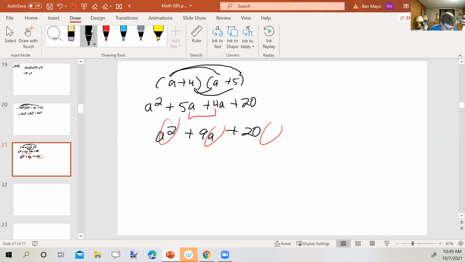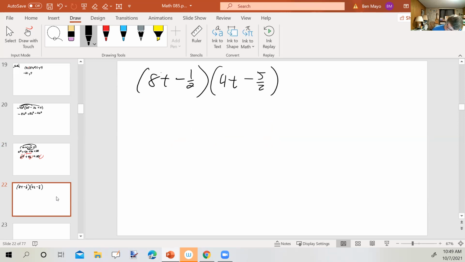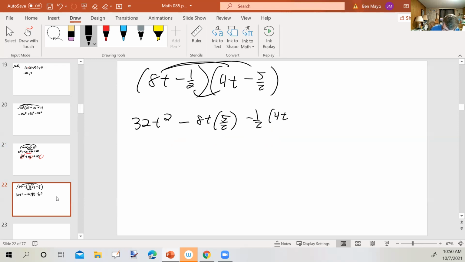Let's take a look at multiplying two binomials with fractions. 8t minus 1/2 times 4t minus 5/2. 8t times 4t is 32t squared. 8t times minus 5/2 is minus 8t times 5/2. We'll come back and simplify that in the next step. Minus 1/2 times 4t and minus 1/2 times minus 5/2. Any questions so far on that?